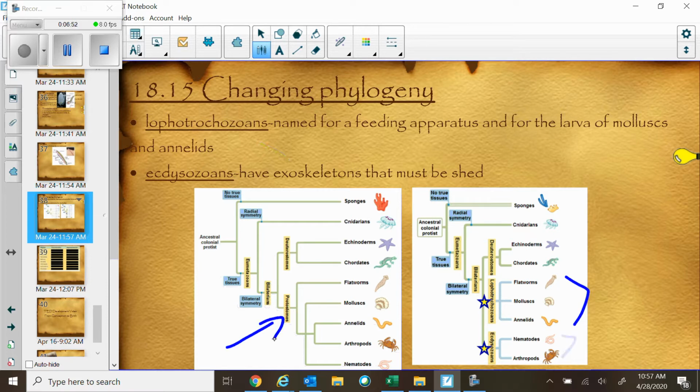The other thing to remember is that this no true tissues description has now been branched off into three independent branches up here, but we're not discussing the differences in this particular setting. All right. So just understanding that phylogeny, taxonomy, cladistics, systematics, they're also evolving as we move forward.